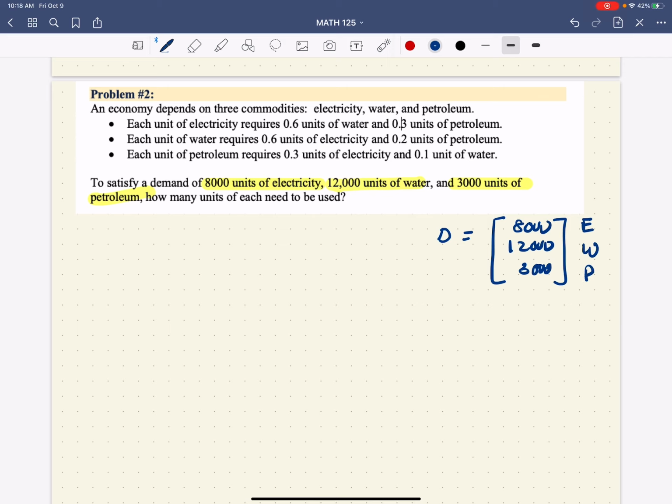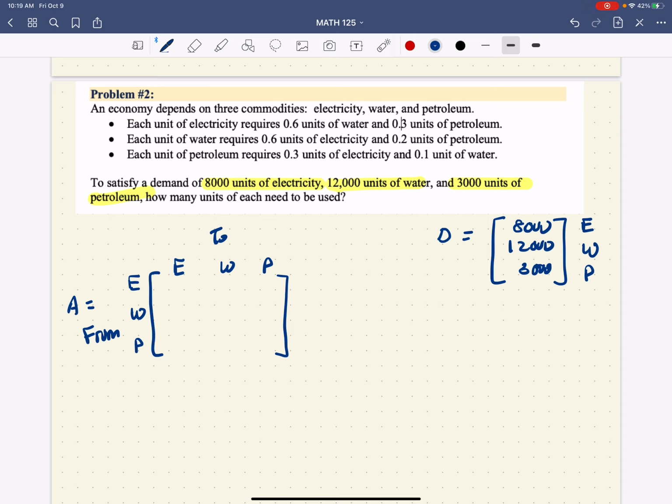So that means when I set up my consumption matrix, technology matrix, the matrix that tells us how much gets used in process, I'm going to use those same ordering. So we have EWP and EWP. Remember the from and the to.